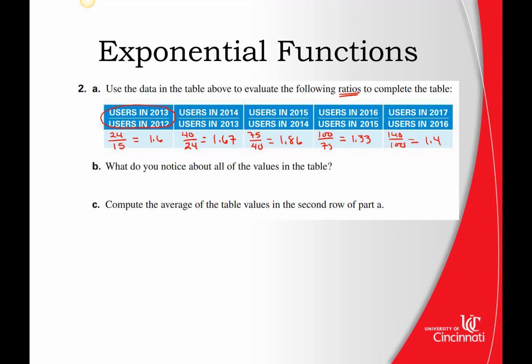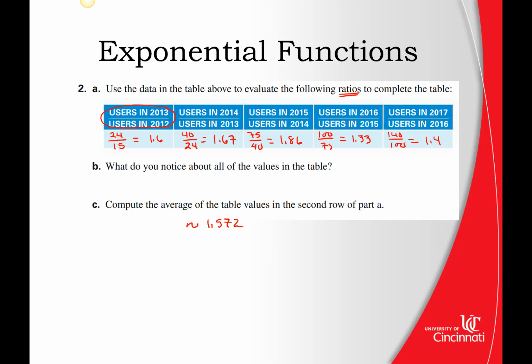Let's average those out. So if we took the 1.6 plus 1.67 plus 1.86 plus 1.33 plus 1.4 equals, and we're going to divide by what? 5, yeah. 7.86 divided by 5 equals. If you average it out, you get that it's about 1.572. There's the average. Does that make sense what we've done so far?